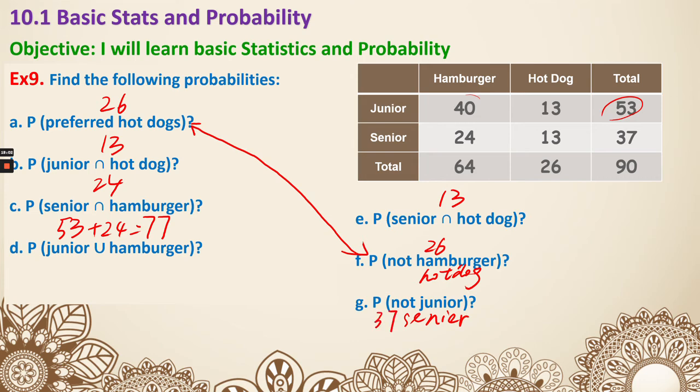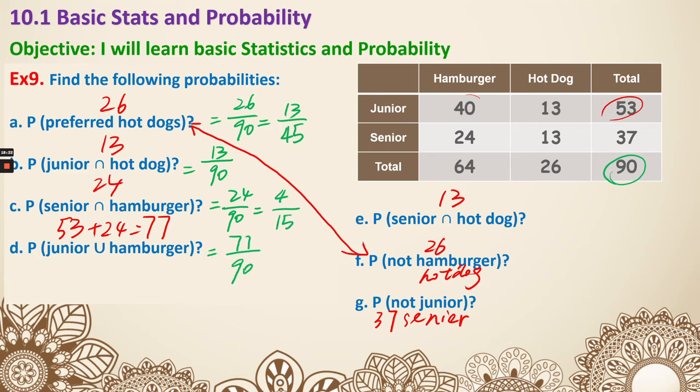Let's see the probability. Total number 90, so everything is going to be 90, which simplifies to be 13 over 45 for the first one. Second one is just 13 over 90. Third one is 24 over 90, which simplifies to be 15 on the bottom, 4 on the top. Next, 77 over 90 cannot be simplified. Next, 13 over 90. Part F, 26 over 90. Like I said, is the same as part A, which is the same number, 13 over 45. Next, 37 senior, so 37 over 90. That's example 9.